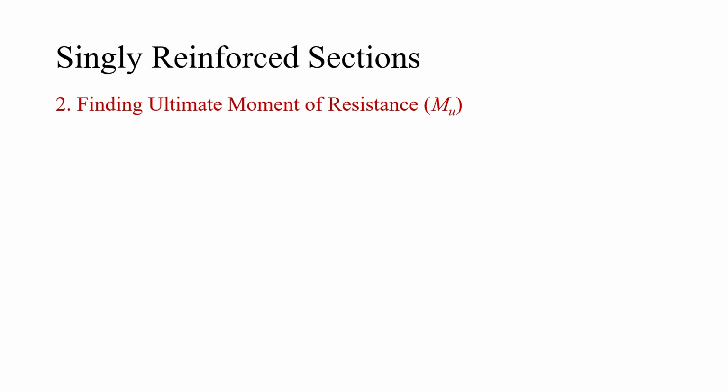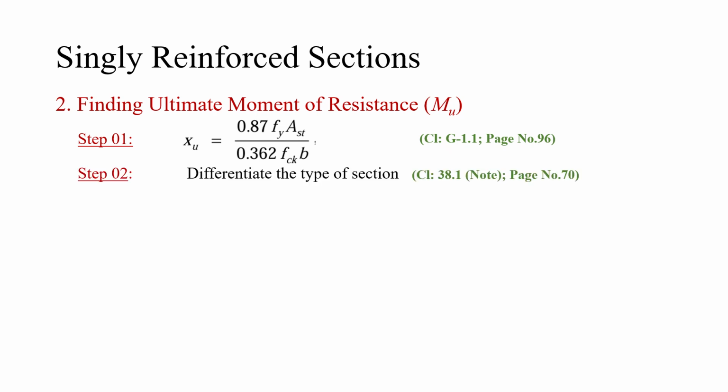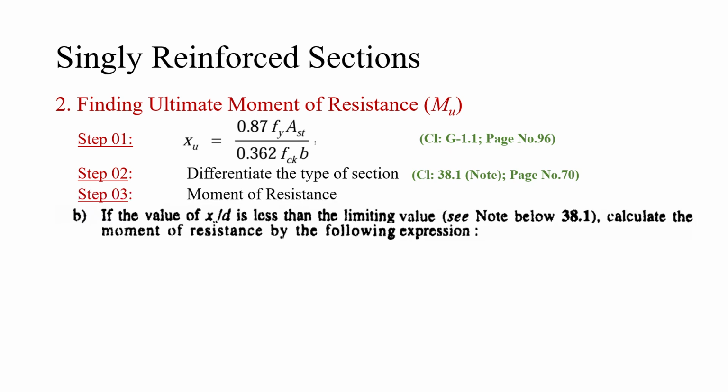For finding the ultimate moment of resistance, there are different steps. The first step is to find the xu, that is the depth of neutral axis. In the question they will be giving what is Ast, number of bars, and what is the width, and what is the effective depth as well. From this we need to find out the depth of neutral axis. Then we need to differentiate the type of section as was discussed in the previous type of problem. Then we need to find the moment of resistance.